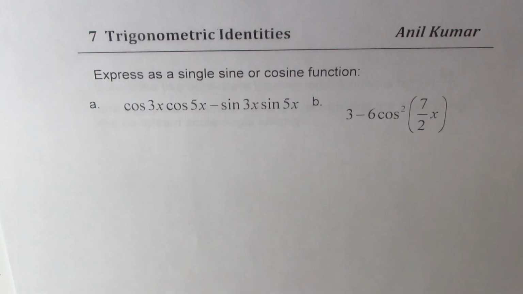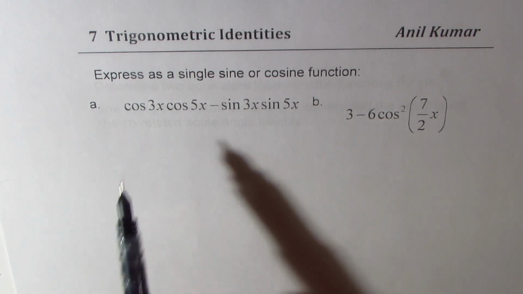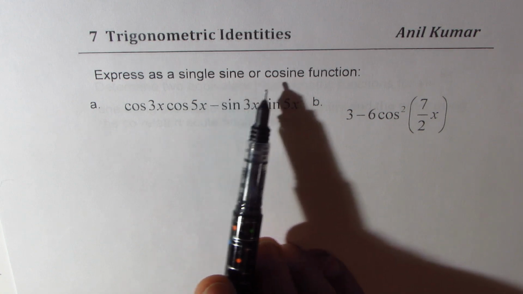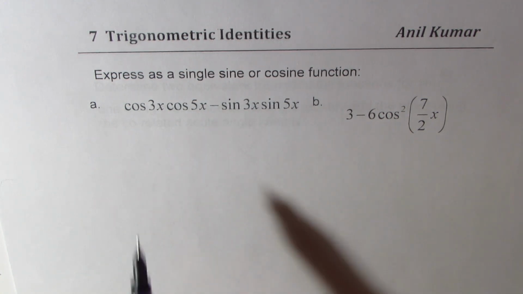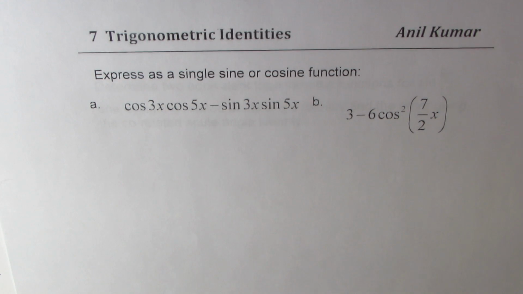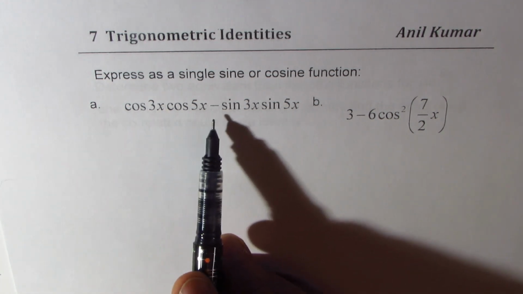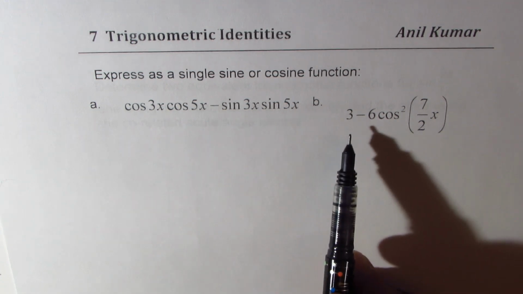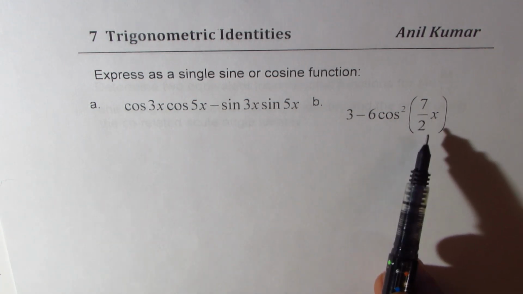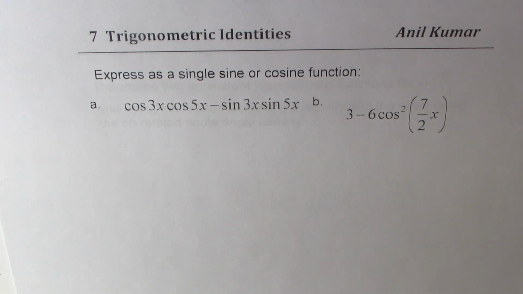Now I've selected few questions from previous test papers, and I hope if you do them, you will get good marks. So the very first question here is to express as a single sine or cosine function. a is cos 3x cos 5x minus sine 3x sine 5x, and b is 3 minus 6 cos square 7 over 2 x. You can pause the video, answer the question, and then look into my suggestions. Take it like a real test.